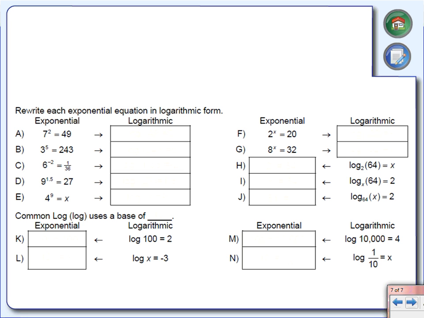You'll notice that A says that 7 squared is 49. Is that true? Is 7 squared equal to 49? Sure. 7 squared is 49. So if this is our exponential, what does it look like in the form of our logarithm? Well, first thing you need to write down is log. As a matter of fact, let's go ahead and put that in all of these boxes, A through E here. Log is the first thing we need. So go ahead and do that on all the boxes. Log.